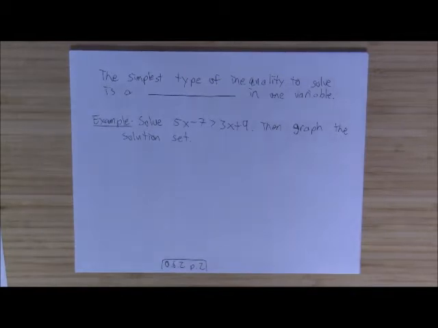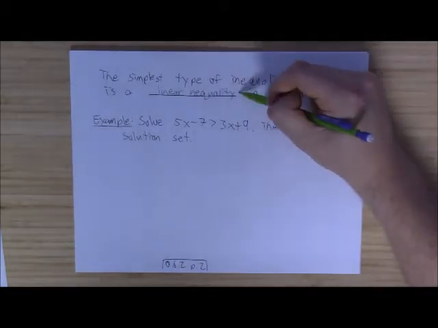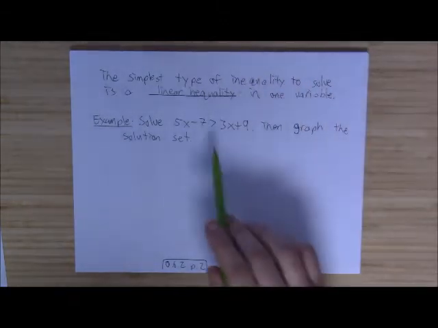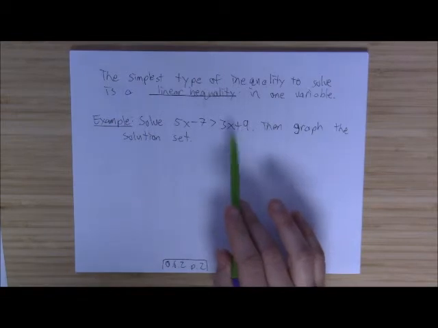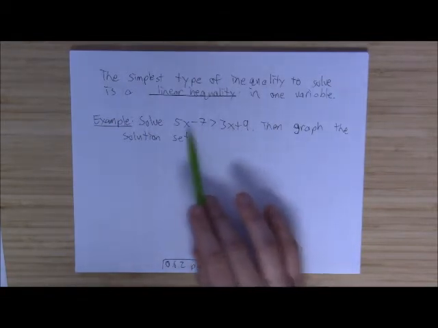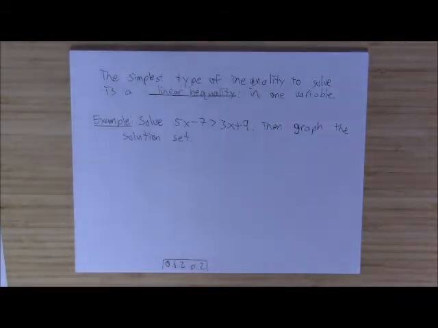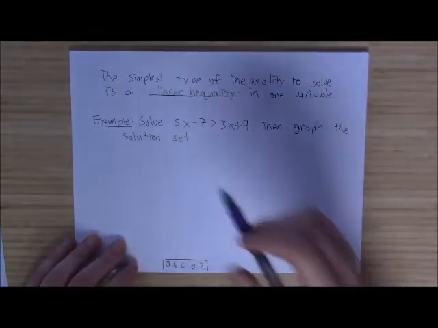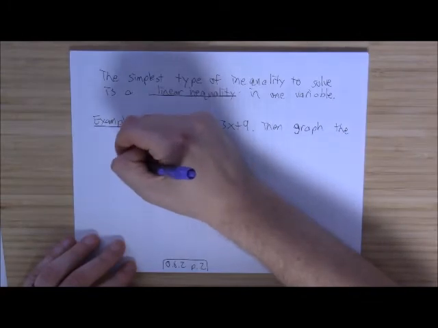Now, the simplest type of inequality to solve is a linear inequality in one variable. For example, this would be a linear inequality in one variable because both of these are linear expressions, similar to a linear equation. To solve this, let's go through and use the rules that we talked about before. So, solution.